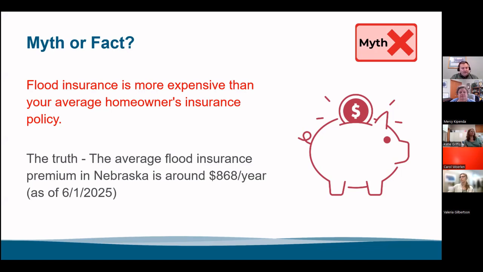If everybody was paying their full risk rate, if we jumped down the road where everybody has moved up their glide path and is now paying their full insurance costs, the number goes up to $1,100 a year. But most of the policyholders in Nebraska are not paying that full risk rating due to newly mapped discounts or flood events, or their policy is on that glide path.